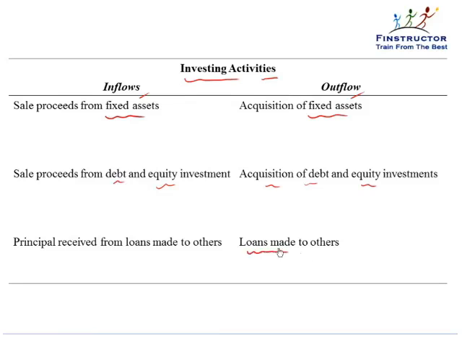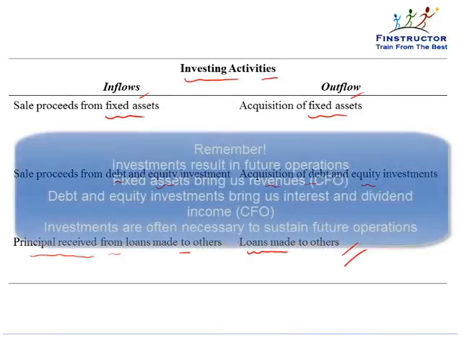If we give somebody else a loan, that is also considered to be an investment in the other person, or it will be a cash outflow from investing activities. When that loan is paid back to us, any principal received from the loans that we have made to others, not the interest, the interest on this loan will be a part of operations, as we saw in the previous slide. When we get back the principal from the loan, it will be considered as a cash inflow from the investing activities. So some examples of what constitute investing activities.